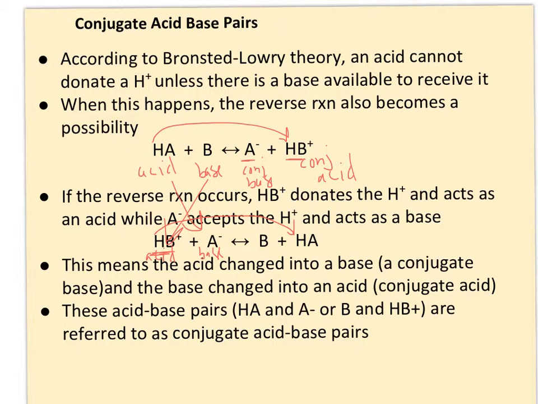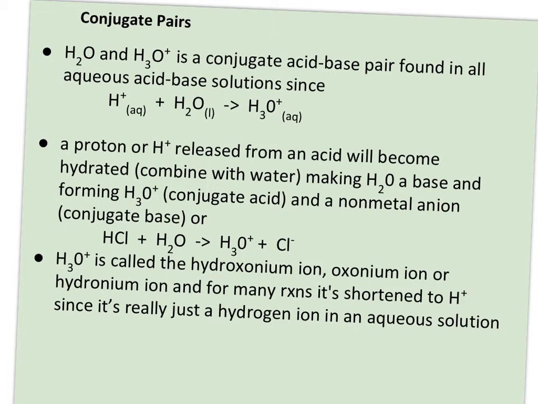HA and A minus are an acid and base. B and H plus are a base and an acid. And I will have some examples of those in a couple of slides to give you some practice on it.